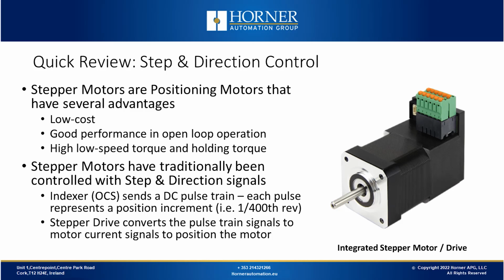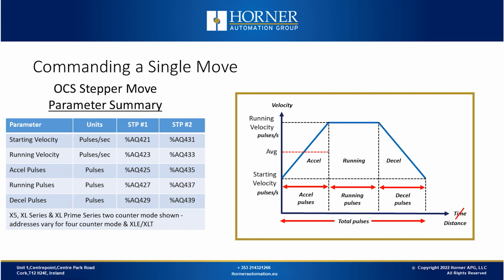With step and direction, you have an indexer component, and the OCS can act as a stepper indexer. That indexer component sends a DC pulse train, where each pulse represents a position increment. For instance, every pulse could tell the motor to rotate 1/400th of a revolution, for example. The stepper drive converts that pulse train signal to motor current signals that will cause the motor rotor to be positioned. Now let's talk about commanding a single move.